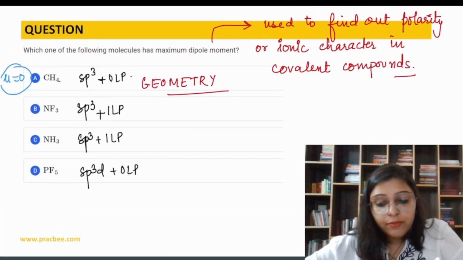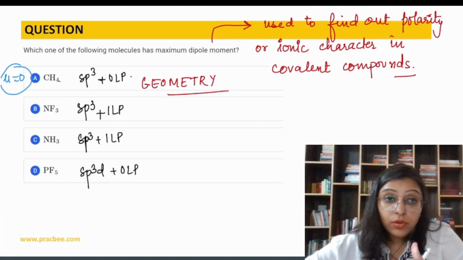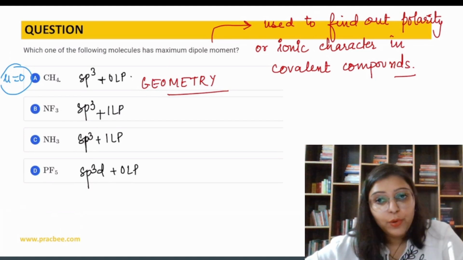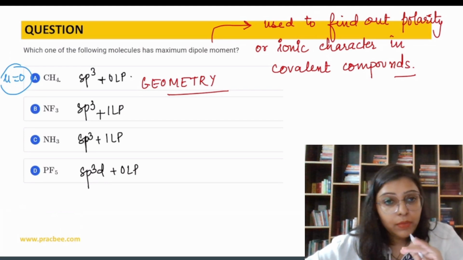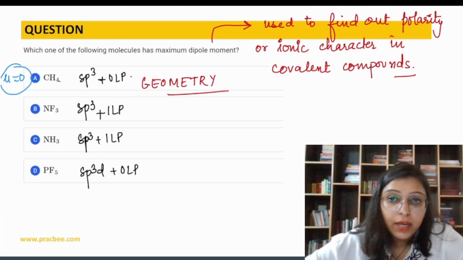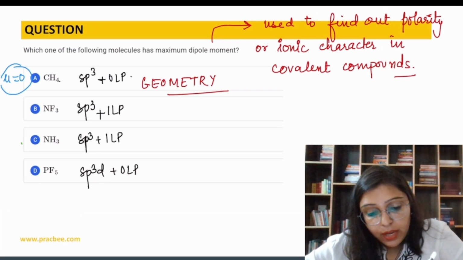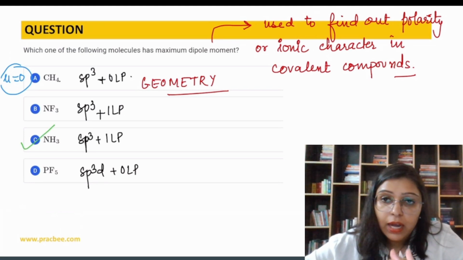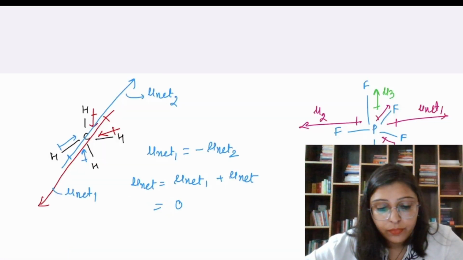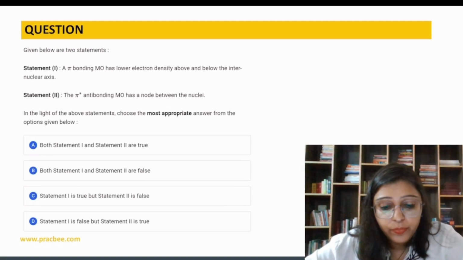Okay. Now we have to check for NH3 and NF3. So just in this video we have discussed that ammonia dipole moment is more because the lone pair and the total dipole moment are in the same direction, right? So that's why option C is the correct answer. Okay, option C is the correct answer. Now let's do the next question.